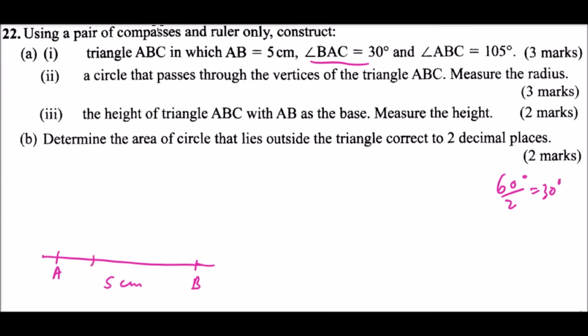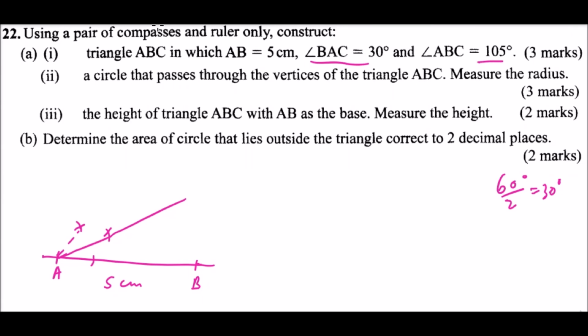You make a mark from A, because this is the angle BAC. You make a mark there using this point, and you make another one. So when you join that point, this is 60 degrees. So you bisect this angle the way we bisect an angle, and that should give you the line AC.